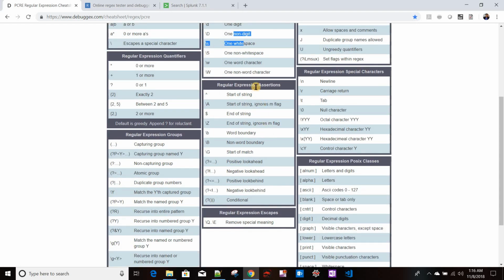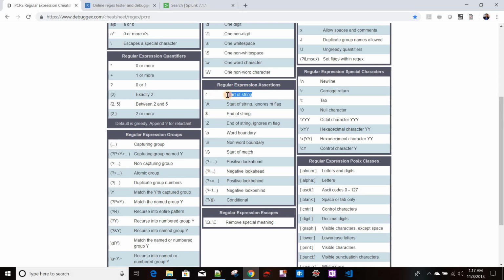Let's move on to regular expression assertions, where asserting means you are asserting something, right? You just give a condition, and it tells you whether it's true or false. That is an assertion. Inside the assertion, I think most of you know this thing.